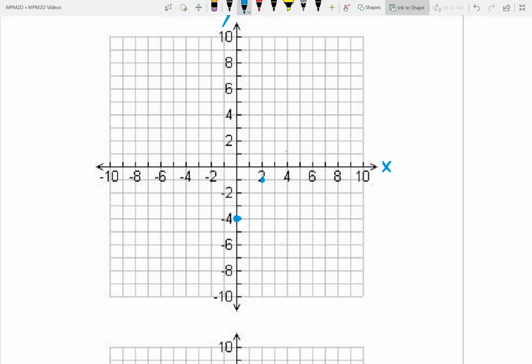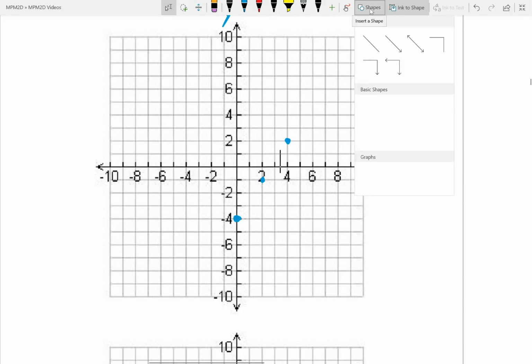And I can repeat the same thing again by going from this point and rising up 3, 1, 2, 3, and my run is positive 2, so to the right 1, 2, and there I'm going to plot another point. Now you only need 2 points to make a line, and so I have 1 extra point here, but that will help us draw the line anyways. I'm going to connect my points and create a line. So here we go.